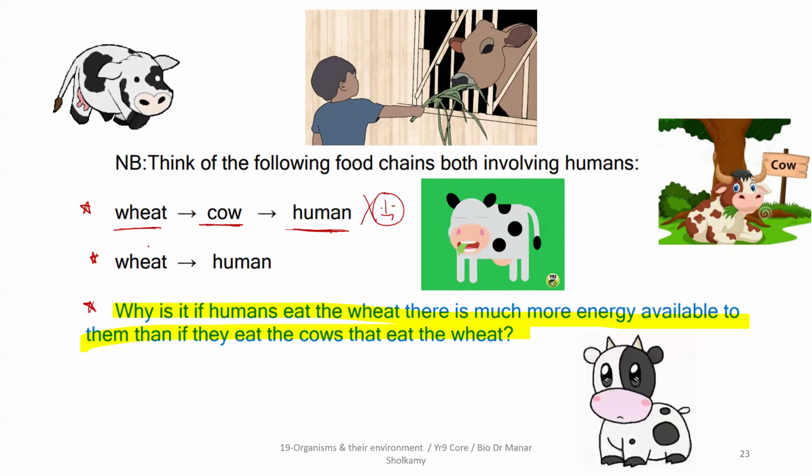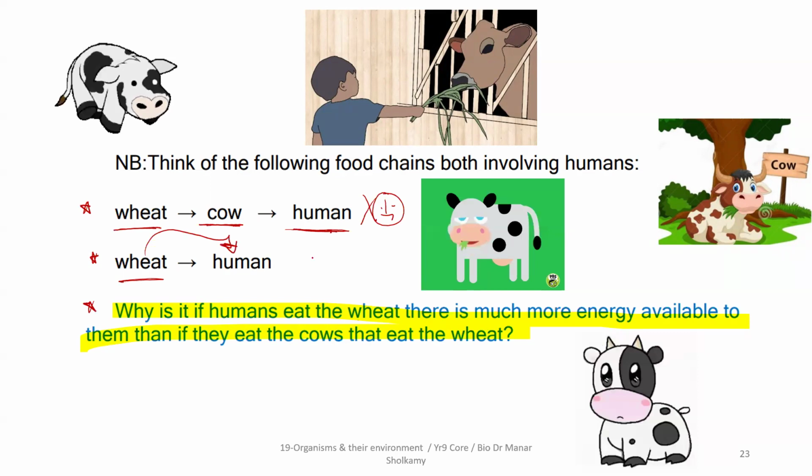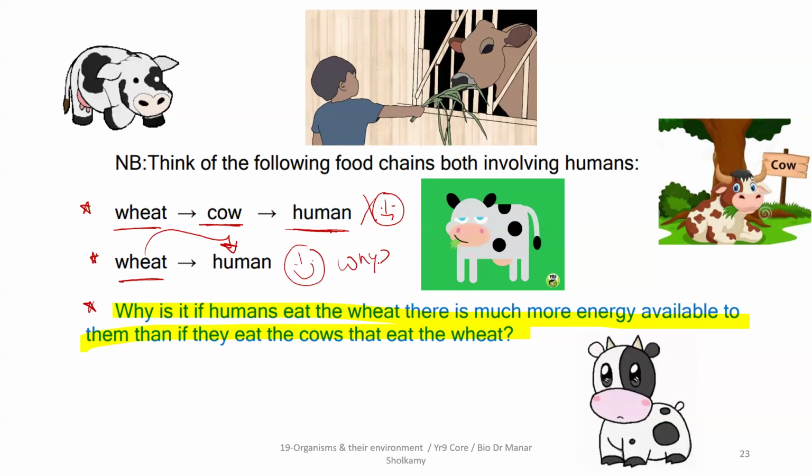When the wheat is eaten directly by the human, this is more efficient. Can you explain why? This is the question. Why, if the humans eat the wheat directly, is there much more energy available to them than if they eat the cows that eat the wheat? So which food chain is better? Most energy is lost. Yes, you all talked at the same time, but you all gave me the correct answer.